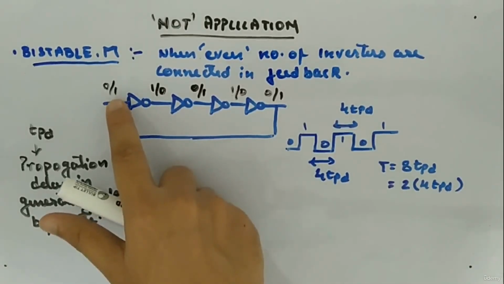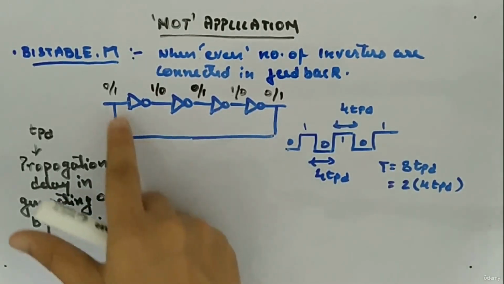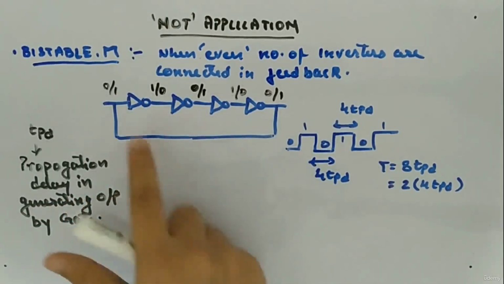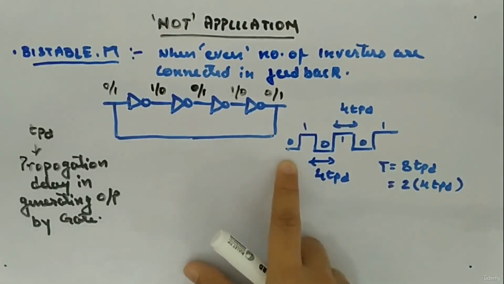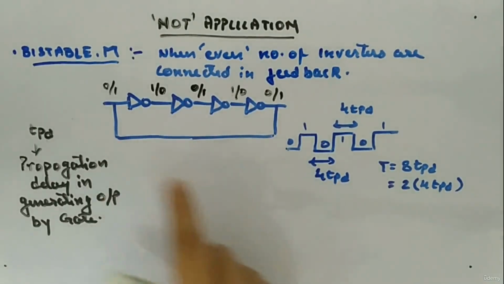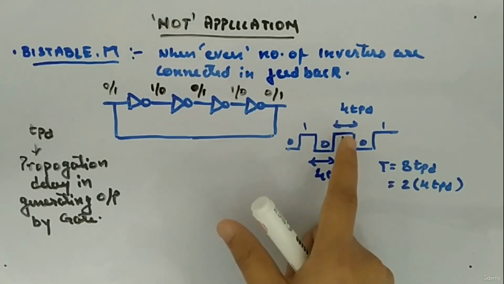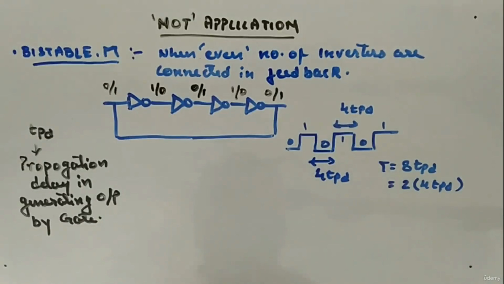If you start with 1, it will become 0, then 1, then 0, then 1, and this will be fed back: 1, 0, 1, 0, 1. You are feeding from here and taking the output from here. This is how it will look. So if you feed 0, 0 will become 1, 1 will become 0, 0 will become 1, like this. So both the states are stable.